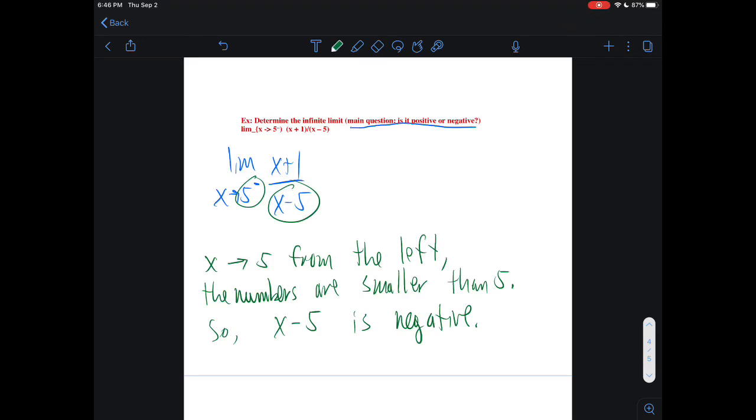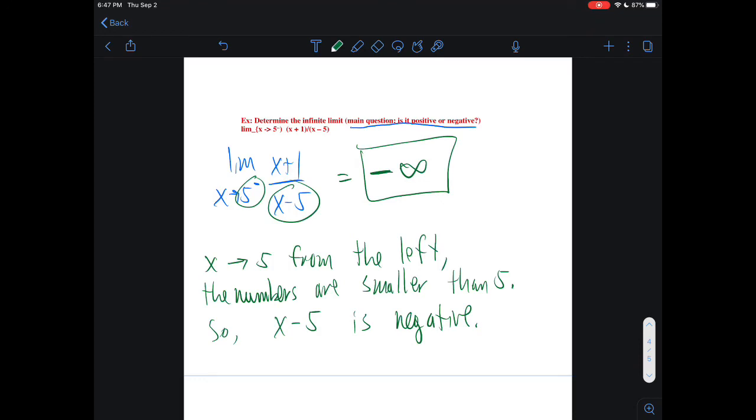So if you're choosing numbers from the left of 5, you're going to get a negative value for anything x minus 5. So what this means is that our infinite limit is going to be negative because what I'll have is a number plus 1 in the numerator, which is positive, divided by a number minus 5, which will be negative if we're using numbers that are very close to 5 on the left. So we get negative infinity. The limit doesn't exist, but that does give us an idea about this function.